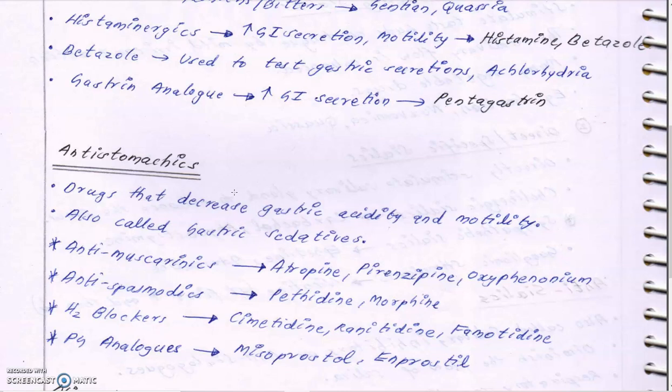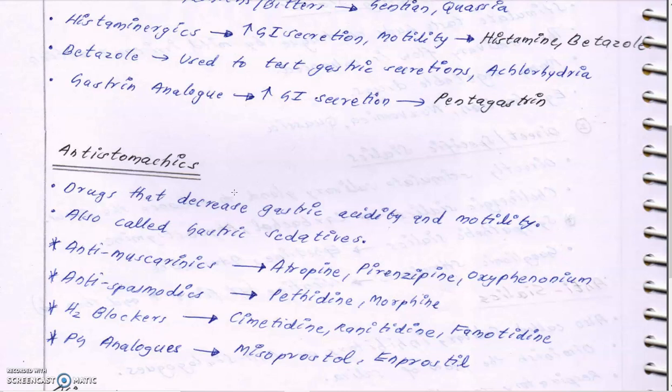Now, antispasmodics. When we give spasmodics, proper digestion will occur because the intestinal smooth muscles work properly. Whenever we give antispasmodics, it will decrease the activity of intestinal smooth muscles. So peristalsis will decrease, or the contraction of the intestine and the forward propulsion of the food will decrease.